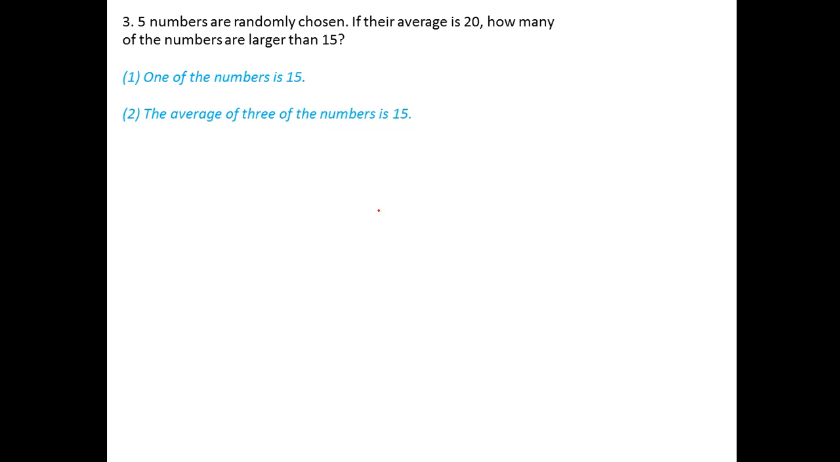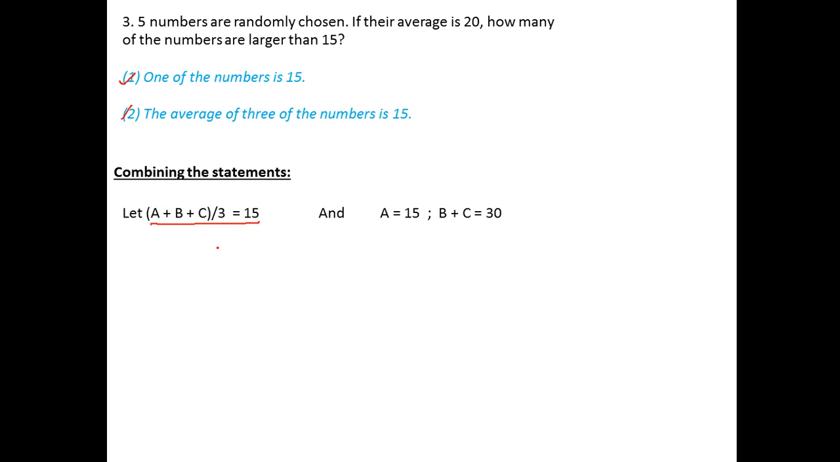Now let us combine the statements. That is, take statement 1 also and 2 also. Now I know A plus B plus C by 3 is equal to 15, or A plus B plus C is equal to 45 by statement 2, right? And I know A is equal to 15 by statement 1, one of the numbers is 15. So this gives me B plus C is equal to 30, or 45 minus 15, that is 30, right?